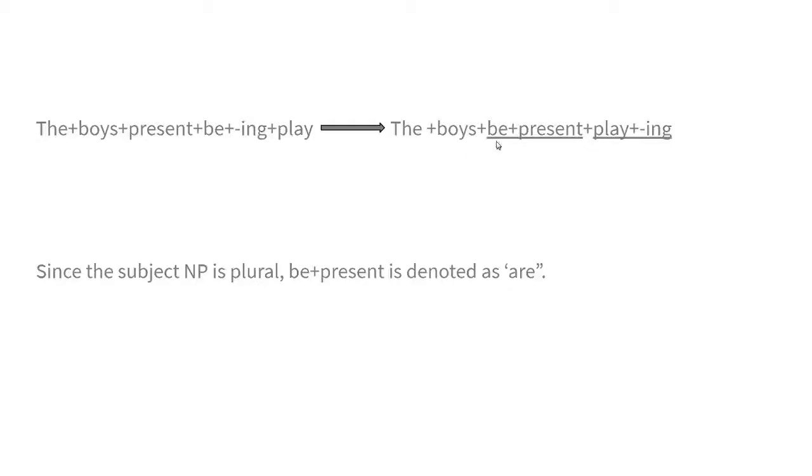Since the subject NP is plural, be plus present is denoted as are, so it is explained in the string itself. As the subject NP is plural, the present is denoted as are, so there is no need to use is there. So these are the two obligatory rules: the first is the affix switch rule, and the second is the number agreement rule.